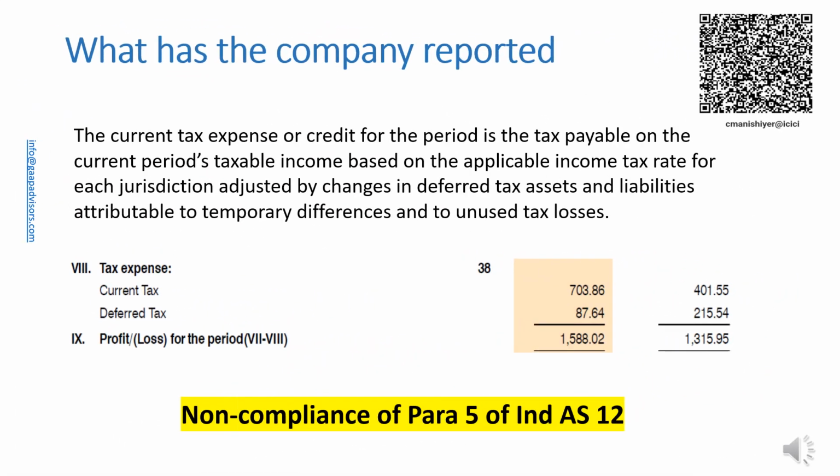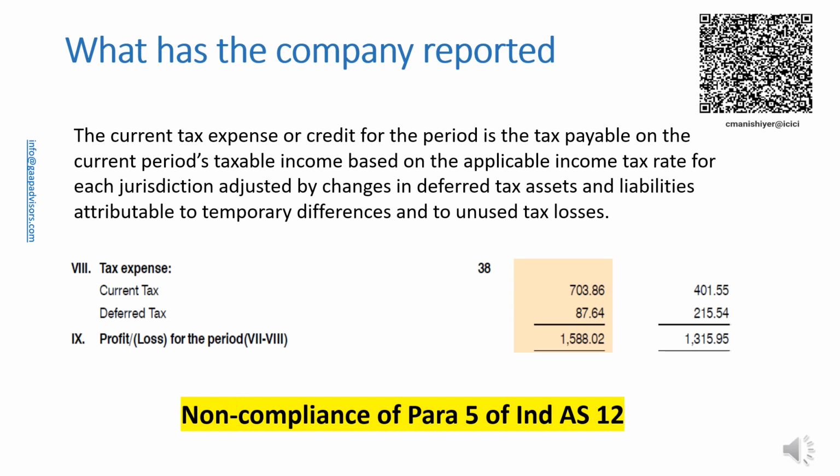A listed company has disclosed in accounting policy that the current tax expense or credit for the period is the tax payable on the current period's taxable income based on the applicable income tax rate for each jurisdiction, adjusted by changes in deferred tax assets and liabilities attributable to temporary differences and to unused tax losses.